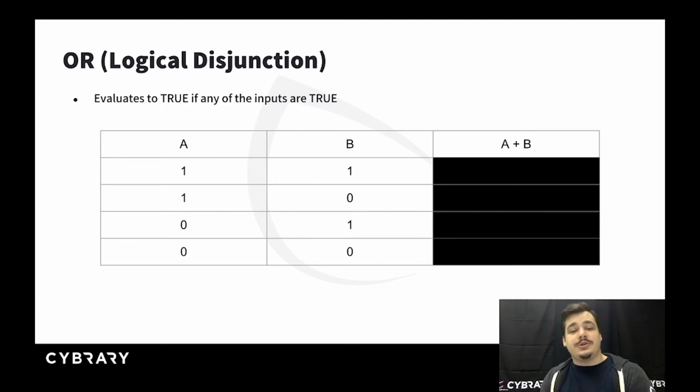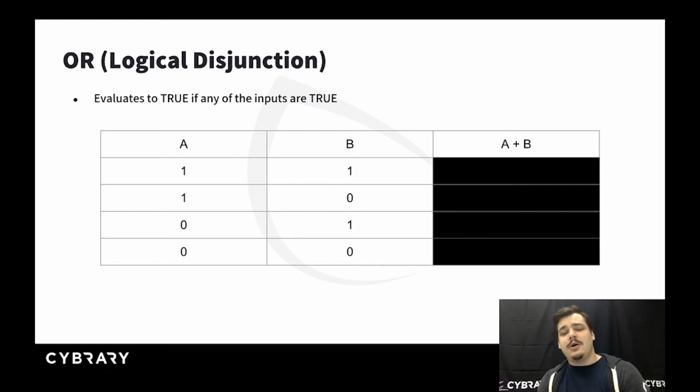Now logical disjunction. OR is similar to AND in that it evaluates to true based on whether or not an input is true. It's different in the sense that if any of the inputs to OR are true, OR will evaluate to true. So it's not exactly the inverse of AND, but to some extent it kind of feels that way, and it kind of looks that way on the truth table as well.